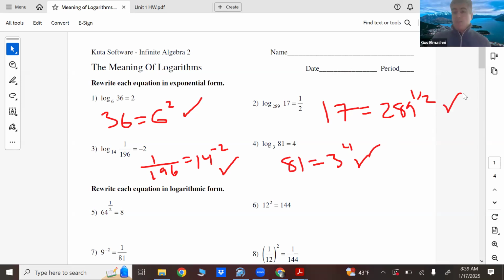So for 2, keep the 17 where it is, move the 289. For 3, keep the 1 over 196 where it is, move the 14. Number 4, keep the 81 where it is, move the 3.